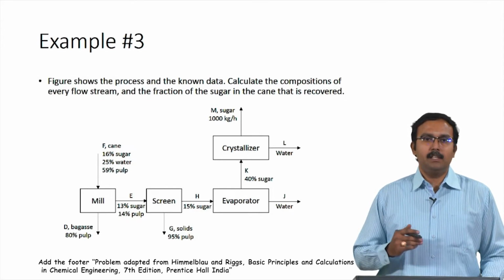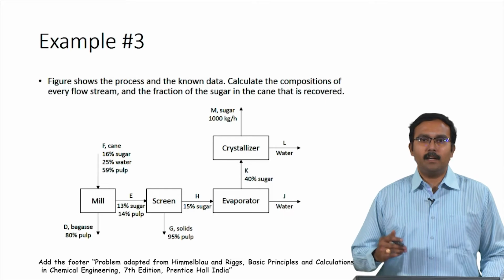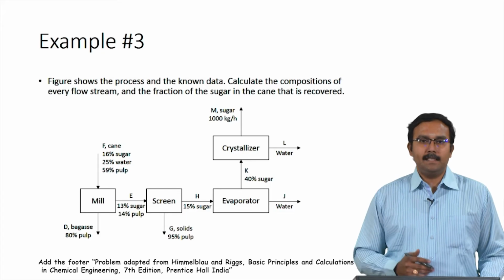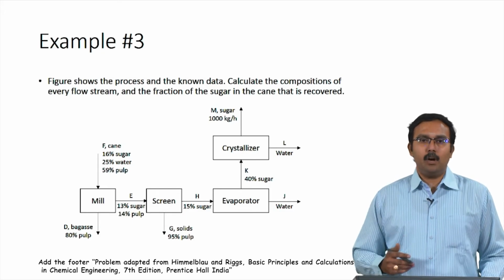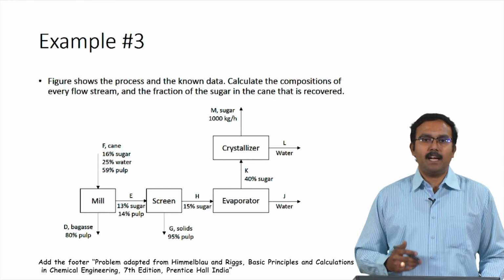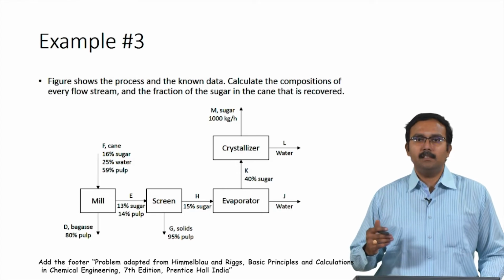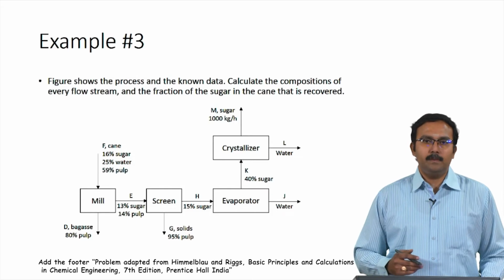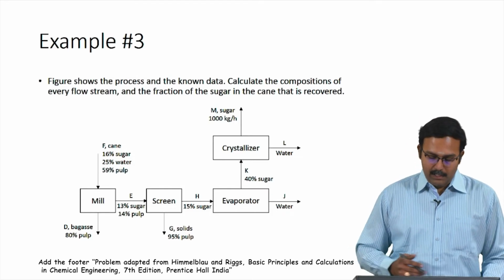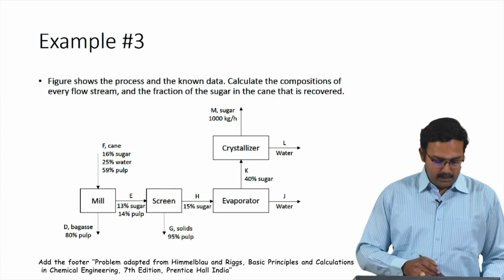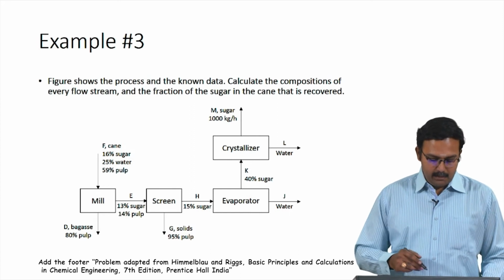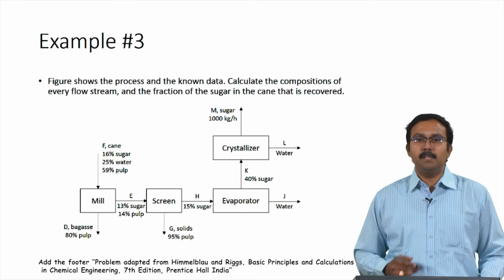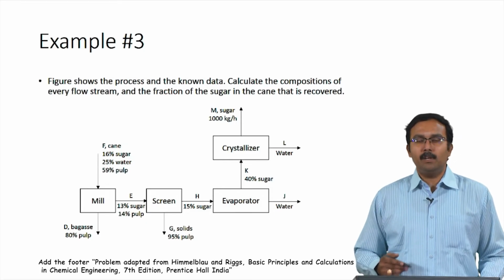Here the figure shows the process for extraction of sugar from sugarcane. All the known data is given here. You are asked to calculate the composition of every flow stream and the fraction of sugar in the cane that is recovered. To do this, we need to get information about all the unknown streams. We have streams like D, F, E, G, H, K, L. So, many different streams have been labeled without information.